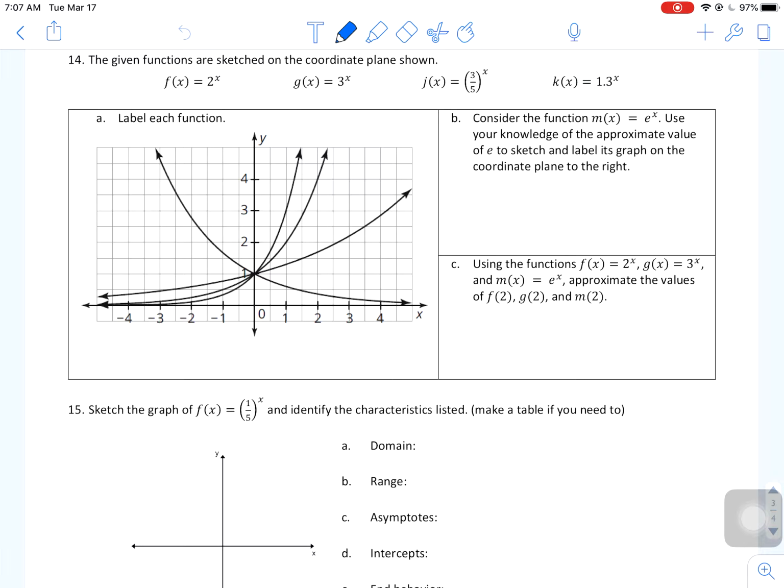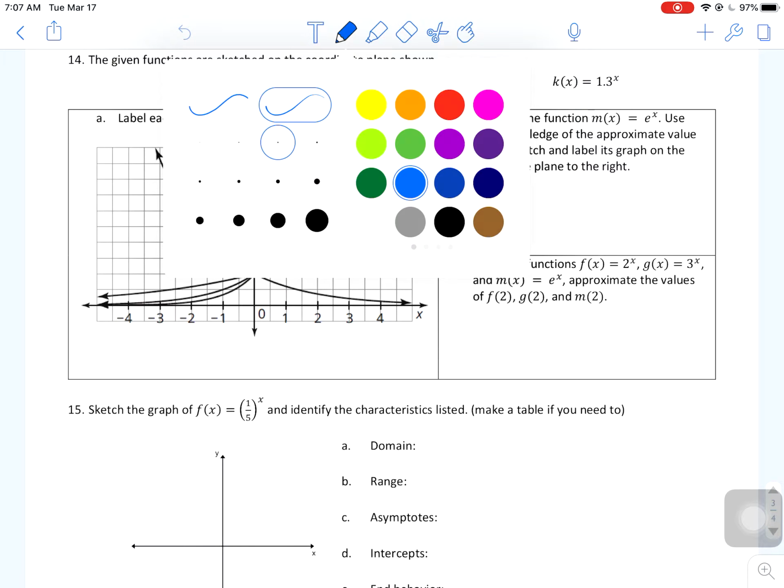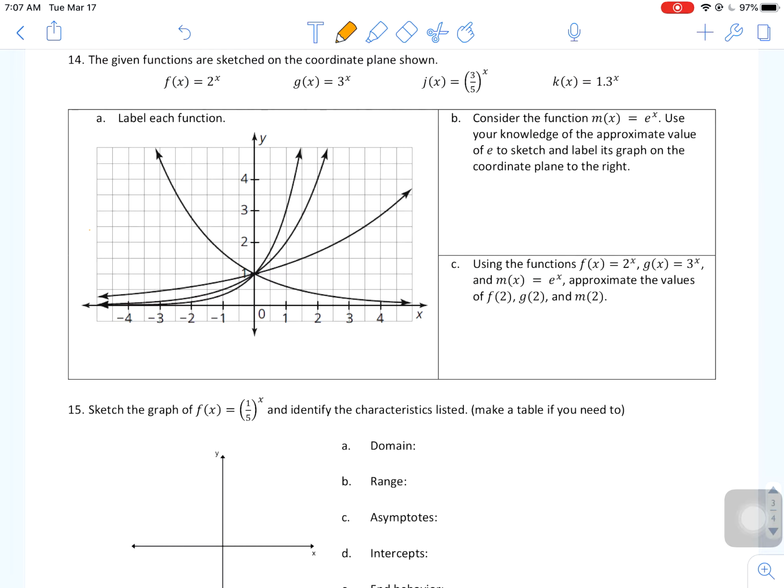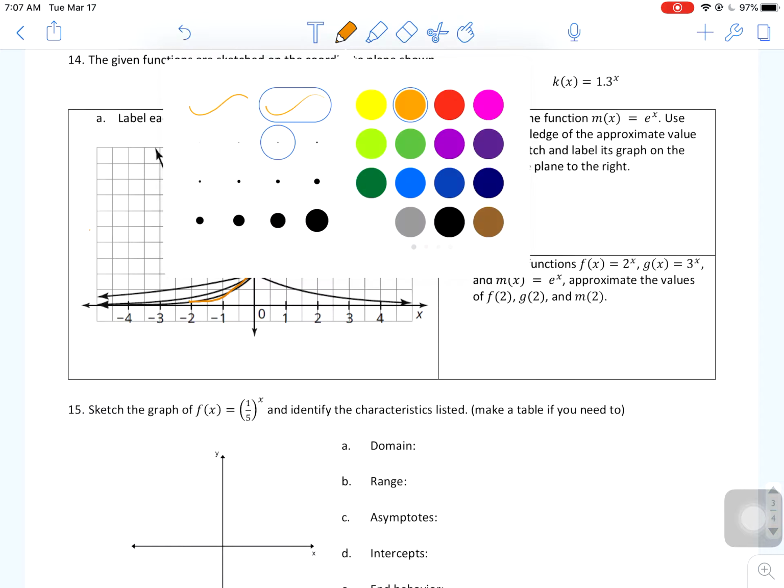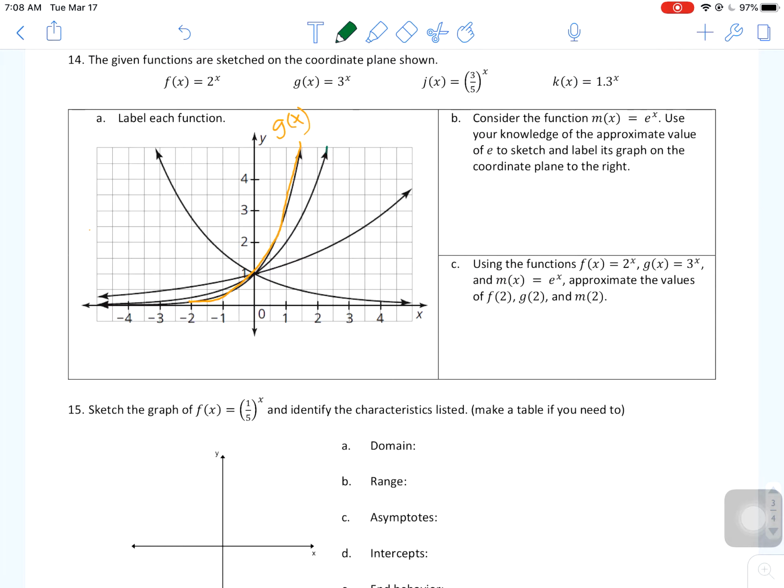So the steepest curve I see is right here. So I would call this one g of x, because that's 3 to the x and it's the steepest curve. The next steepest curve is right here. So that would be f of x, which is 2 to the x.